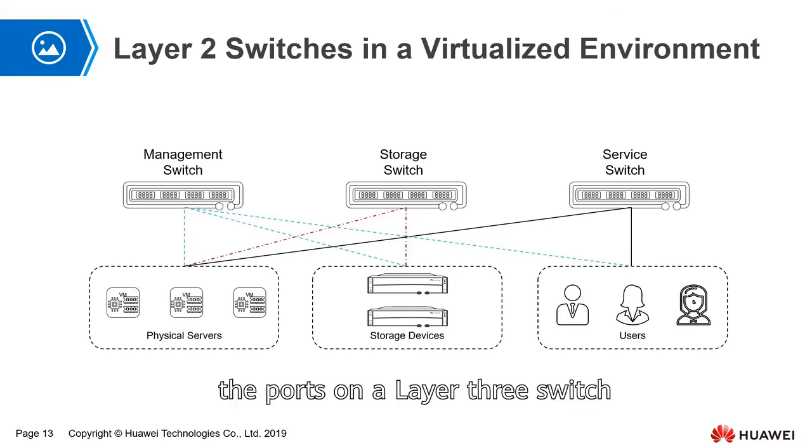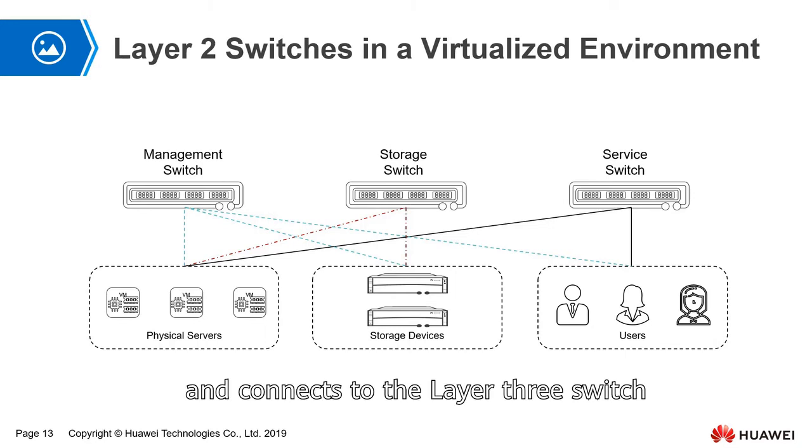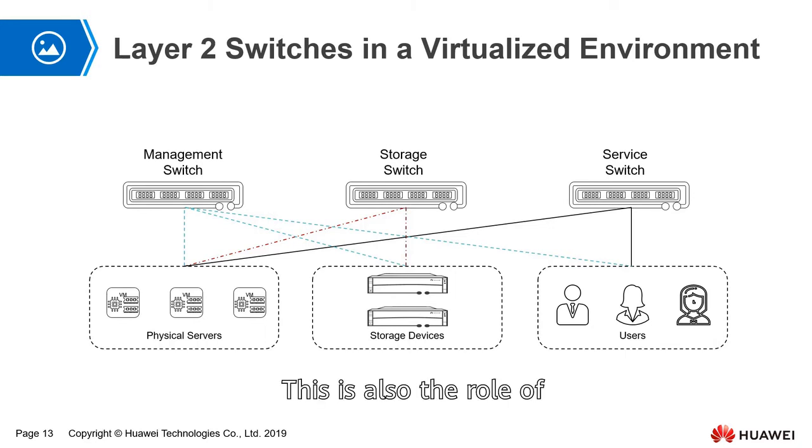For example, the ports on a layer 3 switch are limited and costly, or there are many devices, and I can't connect all devices to this layer 3 switch. At this time, I need a layer 2 switch to be an access switch. So, every device first connects to the layer 2 switch, then all of them converge in the layer 2 switch and connect to the layer 3 switch. This is also the role of the layer 2 switch.